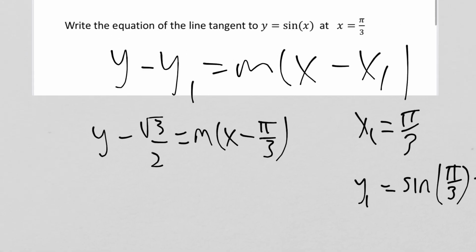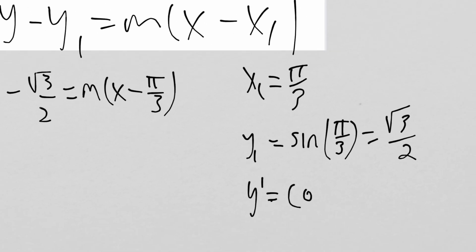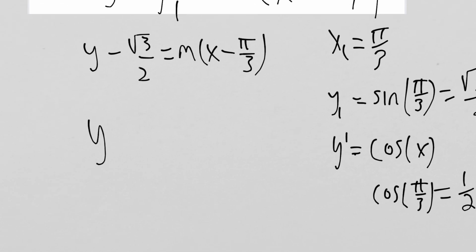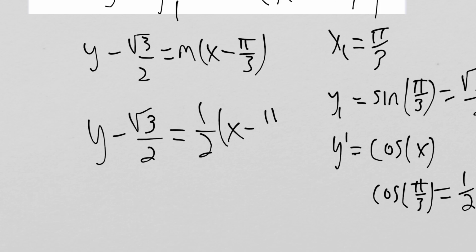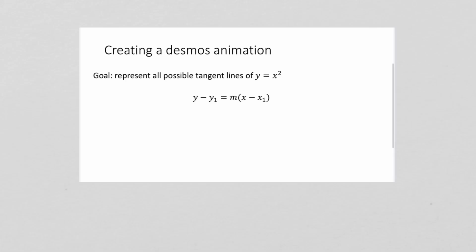Okay? So then now we need to know what the slope is, so we need to know what y prime is. And y prime is equal to the derivative of sine x, which is cosine x. So then we need to figure out what our slope is at pi over 3. Well, cosine of pi over 3 is just equal to positive 1/2. So our final tangent line is y minus root 3 over 2 equals 1/2 times x minus pi over 3. That is the equation of the line tangent to our sine graph at pi over 3. It has a slope of 1/2, and it goes through the point x equals pi over 3, y equals root 3 over 2.